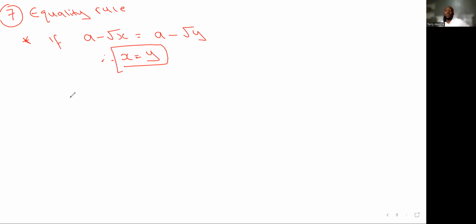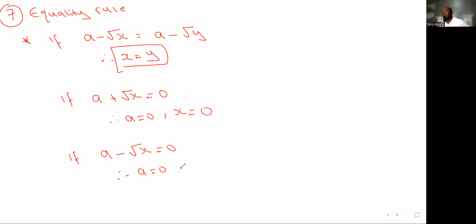It also says that if, for instance, you have a plus root x equal to 0, for this to be true, a must be equal to 0 and x must also be equal to 0. The same thing applies if it was negative. If you have a minus root x equal to 0, then a must be equal to 0 and x must be equal to 0.